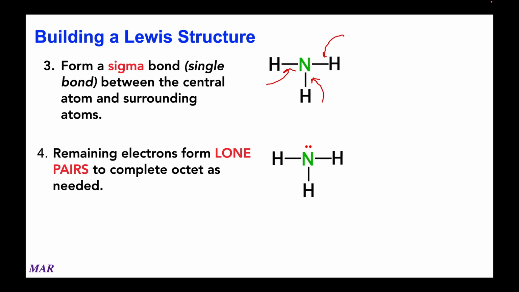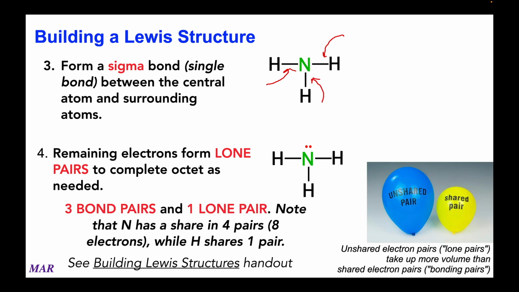So at this point, you can see that nitrogen has 3 bonding pairs and 1 lone pair. It has 4 pairs total. That's an octet. And nitrogen in group 5 wants to have 8 minus 5, 3 bonding pairs, and you can see that it does. It has 3 pairs to hydrogen. This is the Lewis structure for ammonia, NH3.